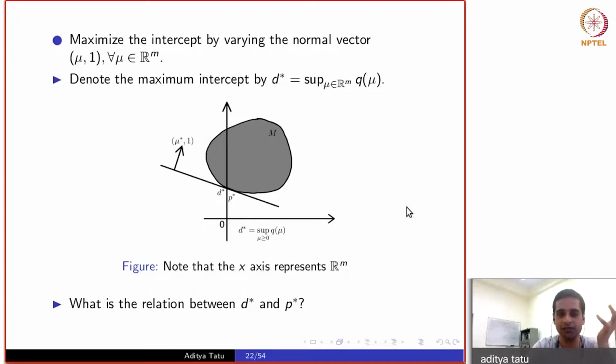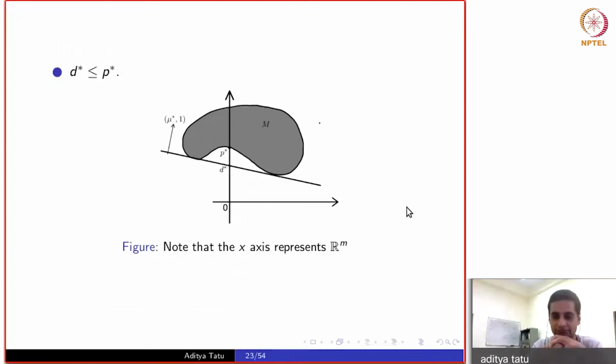So D star and P star, should they be different? They seem to be equal in this particular case. Great. So in this case, they are equal. Are they always equal? No. If I take a set that looks like this, it will not be equal; if it's a convex set, then it will be equal. So I hope you see why convexity is important again. If M is convex, although it's not a proof, I hope you can intuitively convince yourself that D star and P star will be the same.